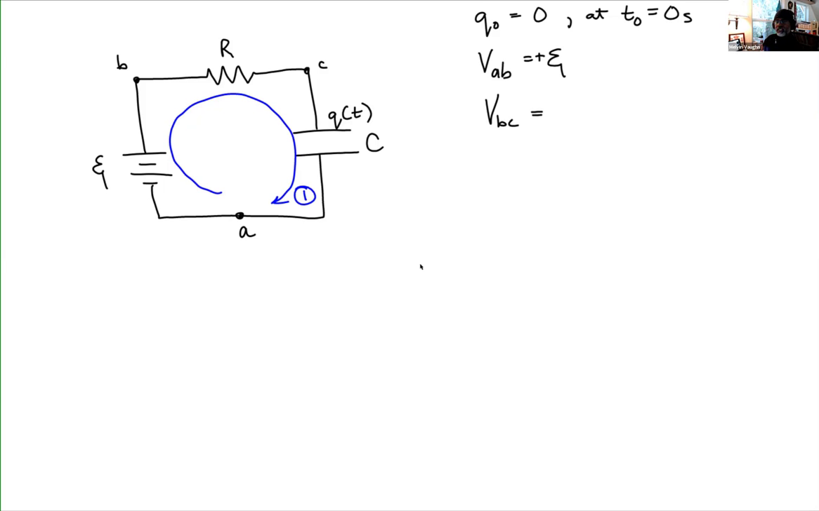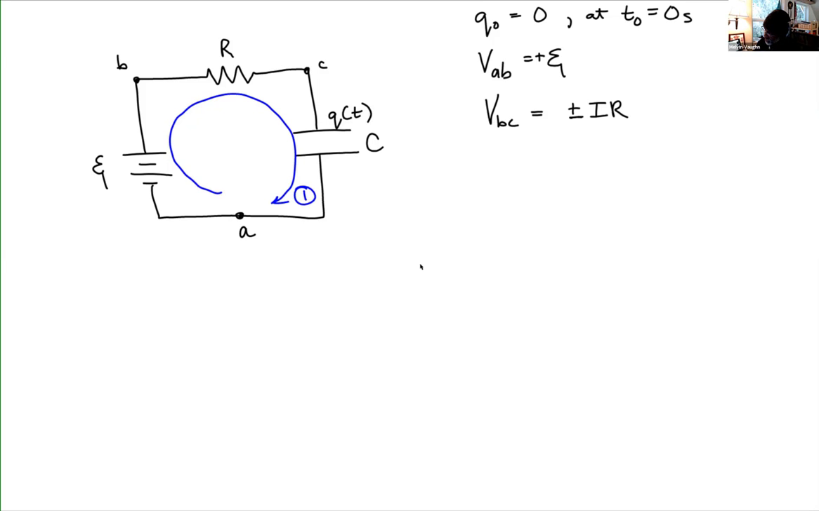Well, we know the potential difference across the resistor is either plus the current times the resistance or minus the current times the resistance. Now, what determines whether it's plus or minus is the direction of the current in relation to the direction that we analyze our circuit. So we know that positive current will flow from high potential to low potential.